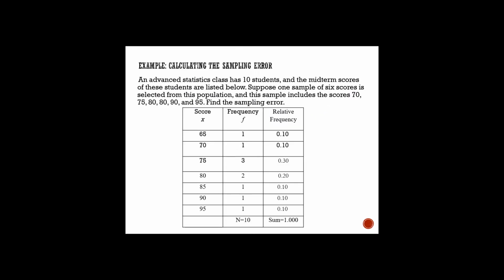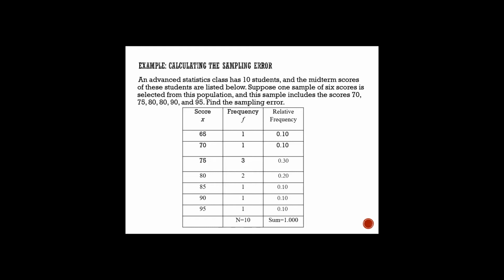So let's talk about how we calculate a sampling error. Like I told you, these are the errors that are going to happen just because you have sample data instead of population data. So basically, it's going to be the difference between sample and population data. For this example, we're talking about a statistics class. It's an advanced class. There are only 10 students in it, and I've listed the midterm scores in this chart. Now, suppose we take a sample of 6 scores from this population of 10, and this sample includes the scores 70, 75, 80, 80, 90, and 95. We're asked to take that sample and find the sampling error.